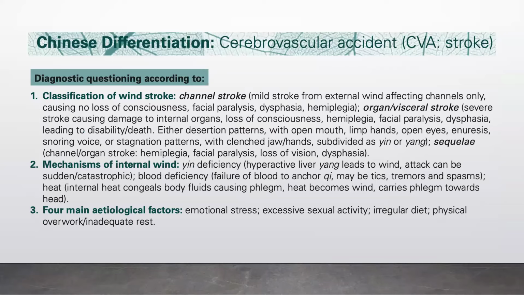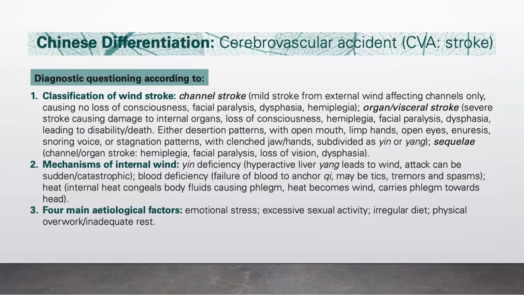We can also do the diagnostic questioning according to mechanisms of internal wind. Now we have yin deficiency. There is hyperactive liver yang leading to wind. Attack can be sudden or catastrophic. Second mechanism would be blood deficiency. There is failure of blood to anchor the qi, so there will be tics, tremors, spasms. Third is heat. The internal heat congeals body fluids causing phlegm, and the heat becomes wind, carries phlegm towards the head.